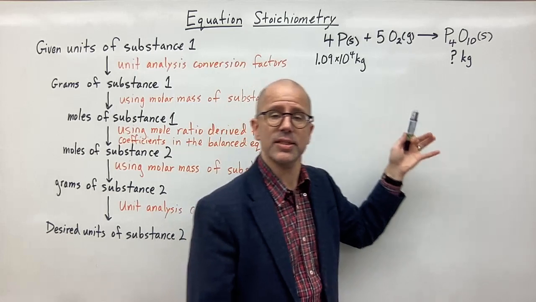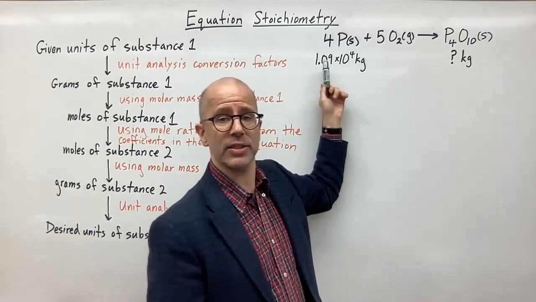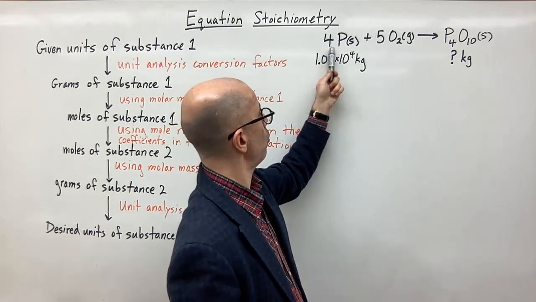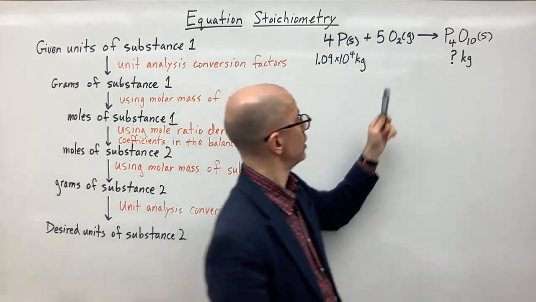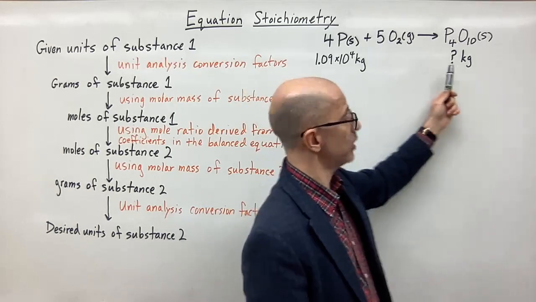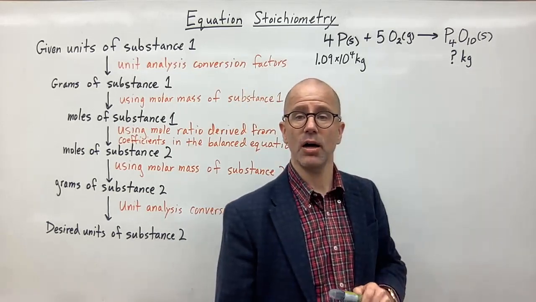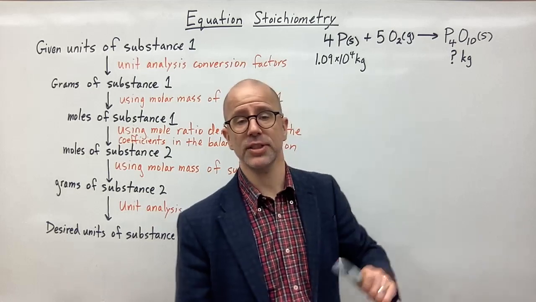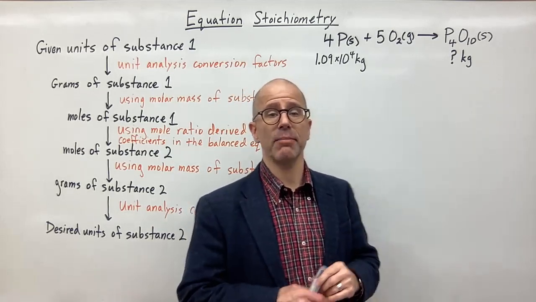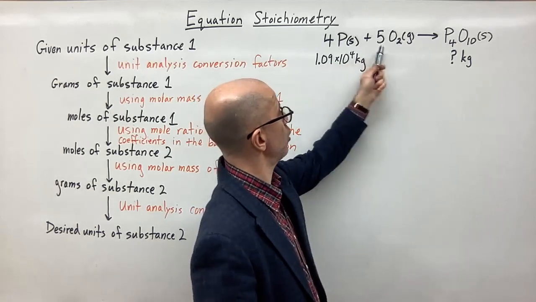The other way to read this is by moles. So I can treat the coefficients as moles. So 4 moles of phosphorus plus 5 moles of oxygen will give me 1 mole of the tetraphosphorus dioxide. Okay, so I can get my mole ratio directly from the coefficients.